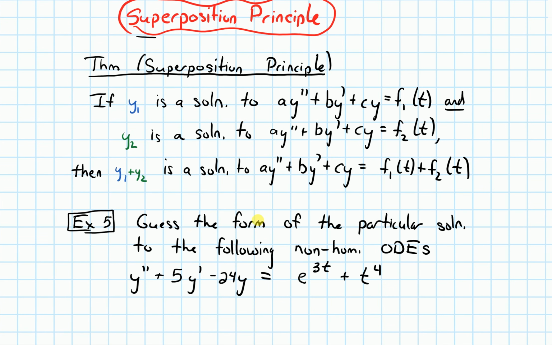So I want to guess the form of a particular solution to the following non-homogeneous ODE. Okay, so I have y double prime plus 5y prime minus 24y equals e to the 3t plus t to the 4 on the right. Okay, so let's begin by finding the homogeneous solution. That would be our first step.